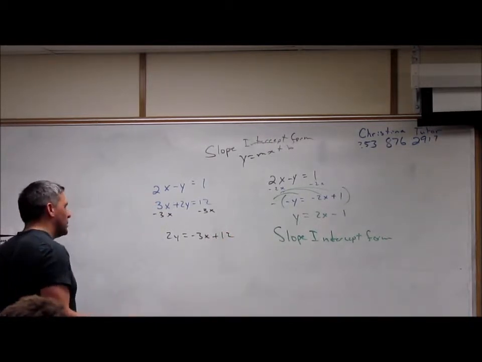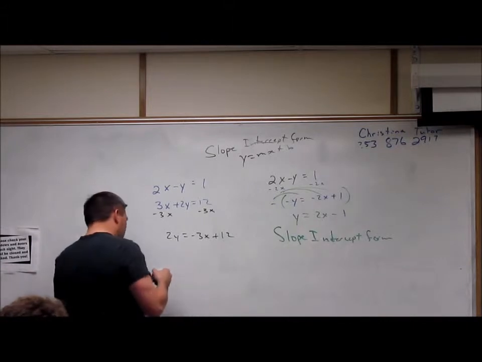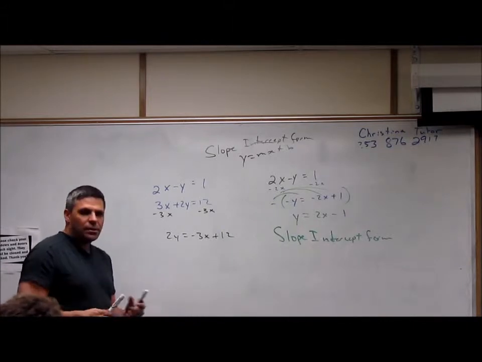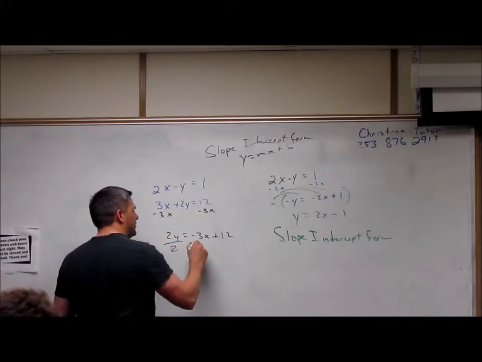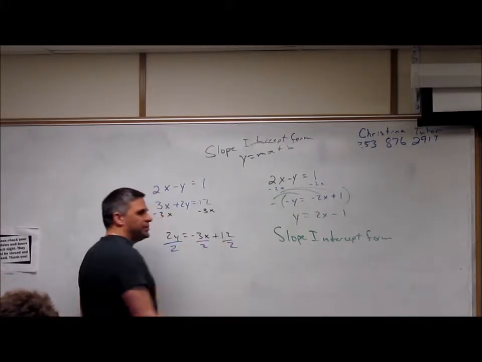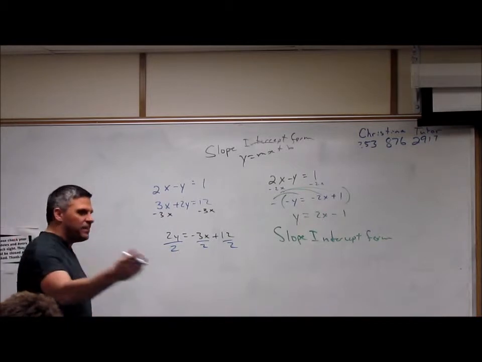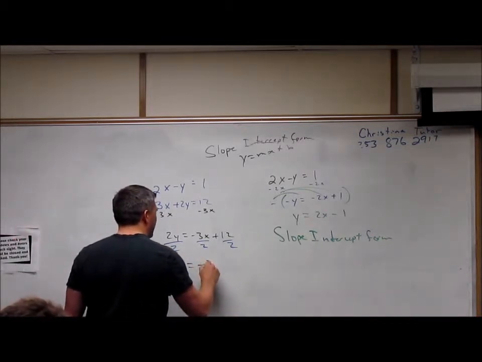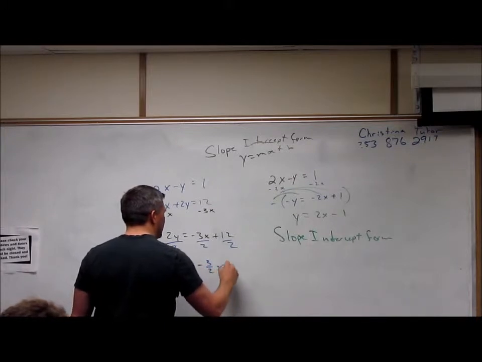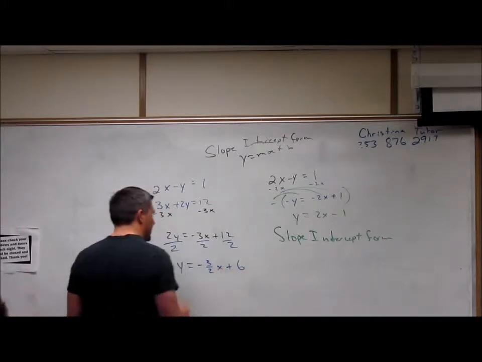Okay? And then I get what? Divide by 2, divide by 2, divide by 2. Everybody on the block gets the paper. Y equals negative 3 halves x plus 6.